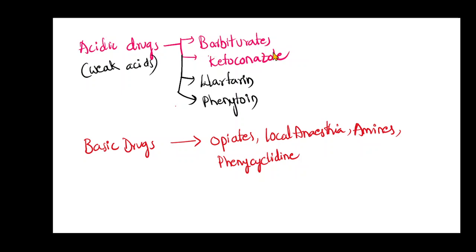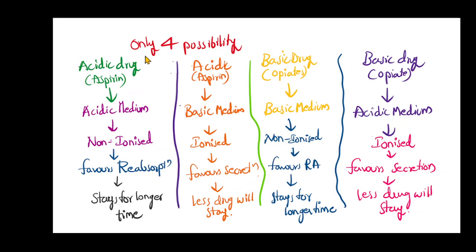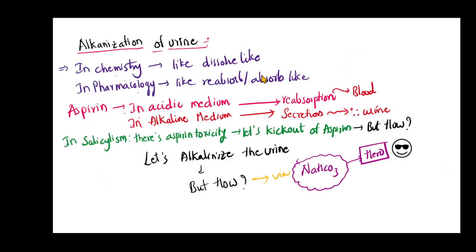So what are the acidic drugs? Acidic drugs are barbiturates, ketoconazole, warfarin, phenytoin. What are the basic drugs? Opiates, local anesthetics, amines, phencyclidines. These are basic drugs. We discussed what exactly acidic drugs and basic drugs are. Let's now apply this to our physiology.